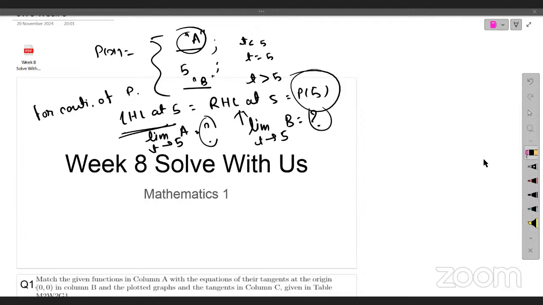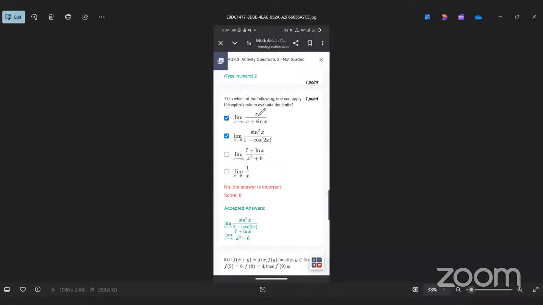Ma'am, you're saying that the option is wrong. So what is your doubt? You have a doubt in the first option, right? Here this limit is given to you: limit x goes to infinity, x upon x plus sin x. This goes to infinity and this also goes to infinity. If you substitute as x goes to infinity, it's nothing but an infinity by infinity form. Yeah, we can apply L'Hospital rule.